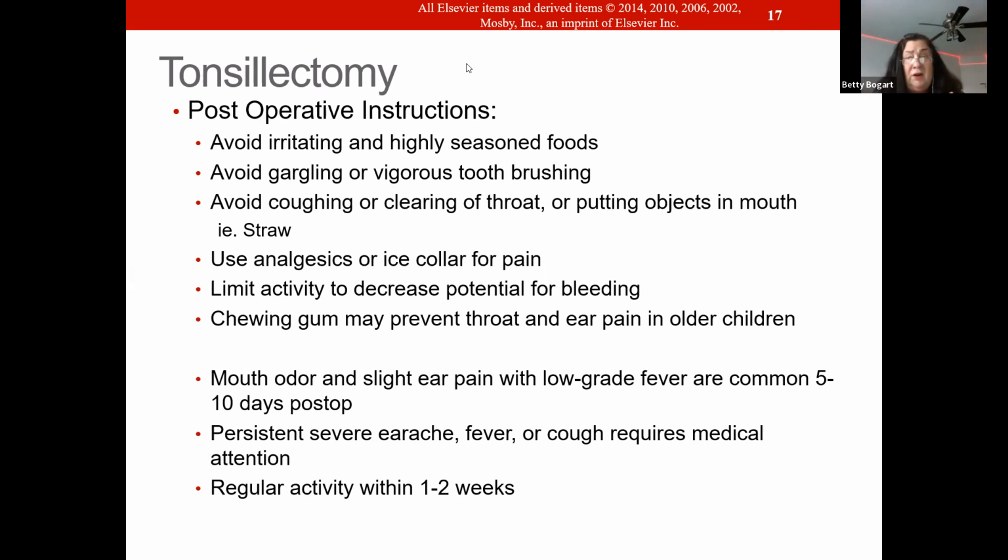There is odor because there's dry blood in the mouth, but it shouldn't last over 10 days, just like these earaches shouldn't last more than that. And if it does, you need to go back to the doctor. And then usually they will get them some sort of clearance to go back to their regular routines.